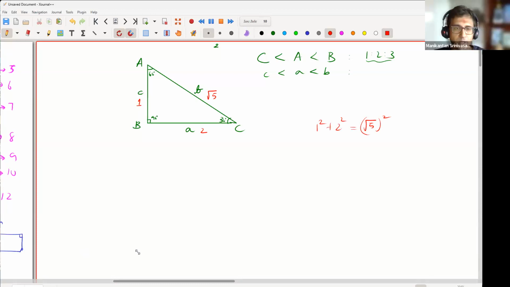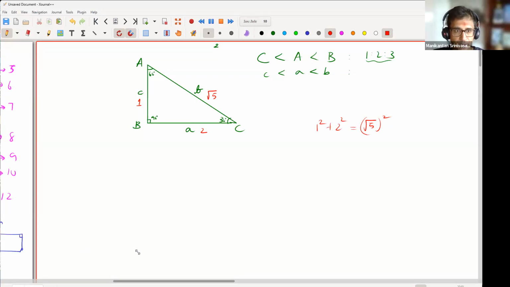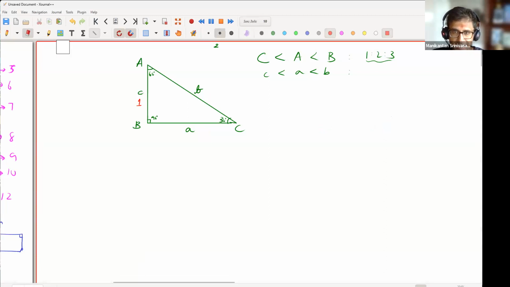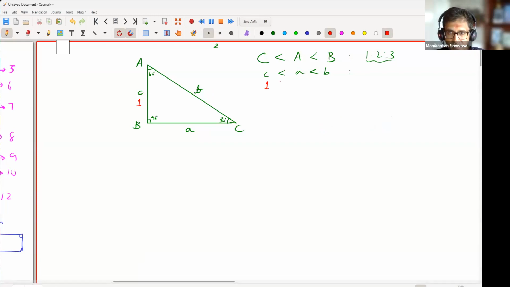But C to A is not 1:2, Sukrit. Okay. But 1, 2, root 5 is a Pythagorean triplet. That I agree. Okay, so this is not 1 is to root 2 is to root 5. Let's start with 1. Let's say the smallest one is 1. So how much is A and how much is B? Let's say C is 1. Does anyone know? Okay, all right. It's 1 is to root 3 is to 2.